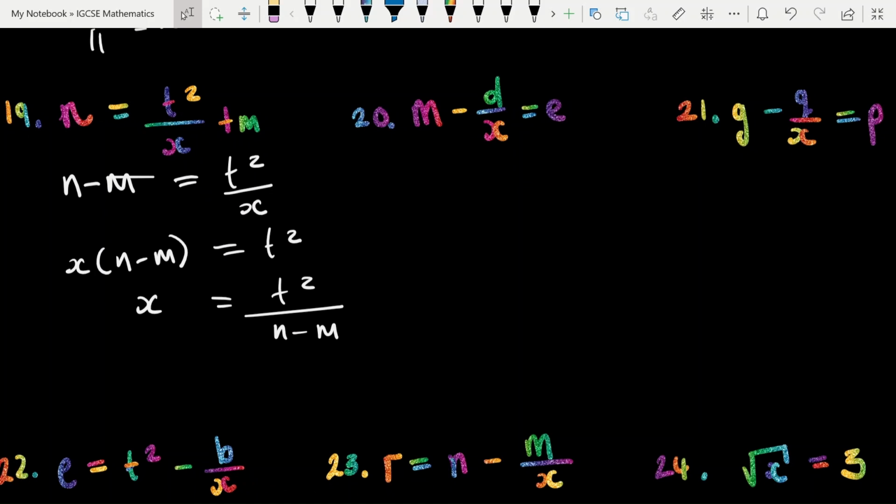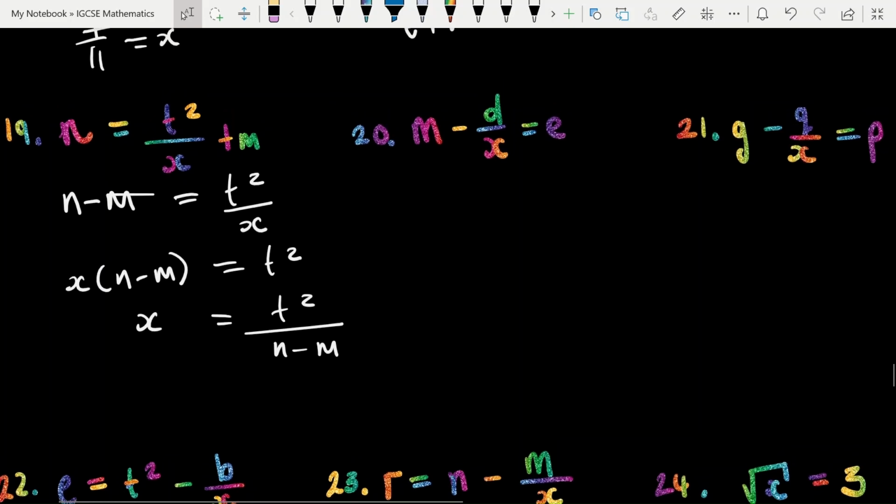Let's go to number 20. We have m minus d over x being equal to e. Now, if you look at the previous examples we did, yes, we had our subject in a fraction, but the fraction was positive. If you look at this one, this fraction here is positive because there is no sign in front of it. We said if there is no sign in front, then it's a positive number. If there is a plus in front, then it's a positive number again.